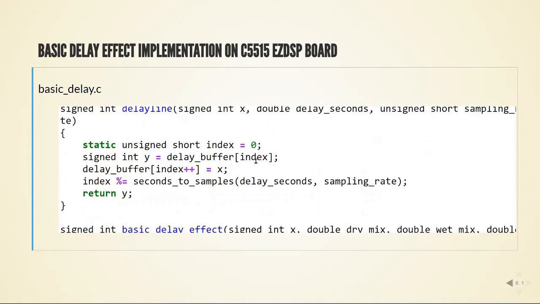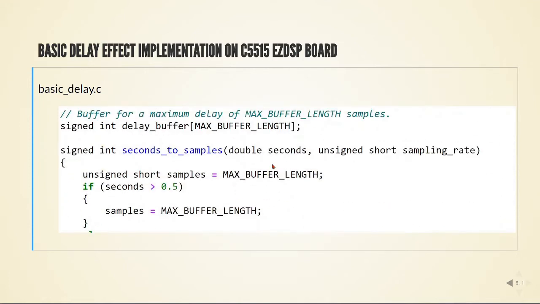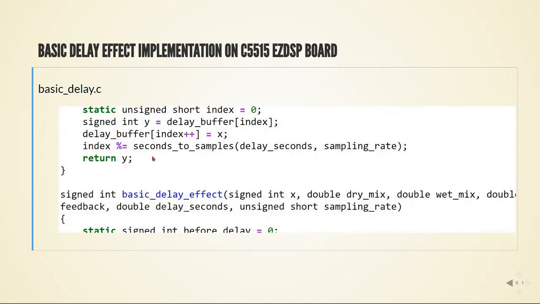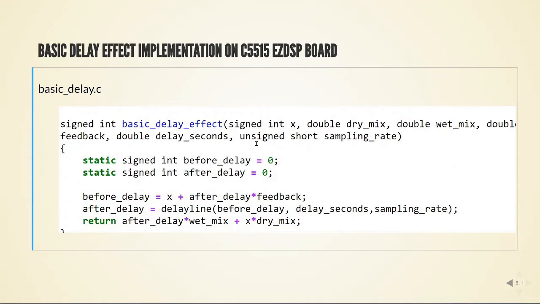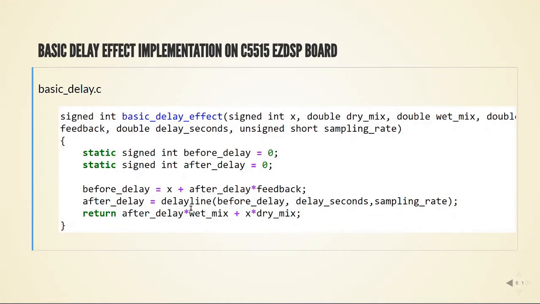samples. Here is our delay line, so it's very similar to what we did in Python. So we have this index, we have the delay buffer defined here that we're going to use. We are using this modulus operator. We are doing exactly the same thing that we did before. And here is our basic delay effect, and we are using our delay line or circular buffer. We have again our before delay and after delay, and then our output is the after delay times the wet mix plus the input times the dry mix gain. And this is how we are going to implement it on the C55 eZdsp board.